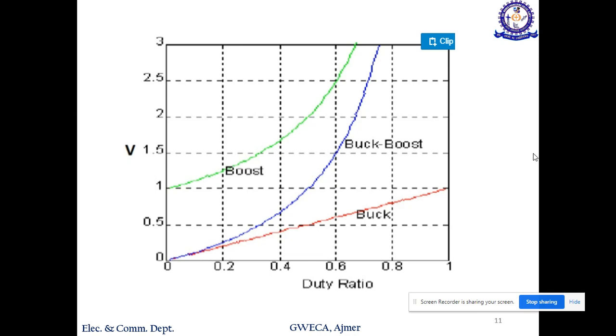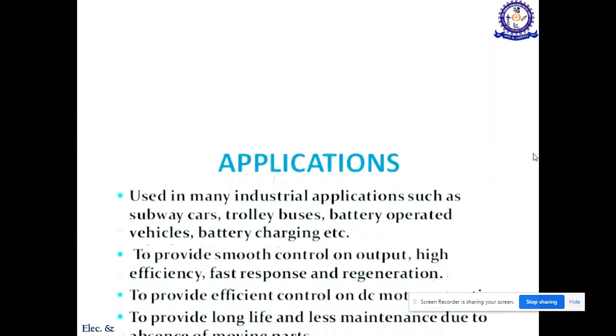So in case of the buck converter, the voltage swings from 0 to 1 volt and duty ratio is 0 to 1. In case of the boost converter, the output voltage is higher than that, so 1 to 3 volt. And the buck boost converter is another kind of converter which is not in your syllabus, but it's something like this. This is the duty ratio versus voltage graph.